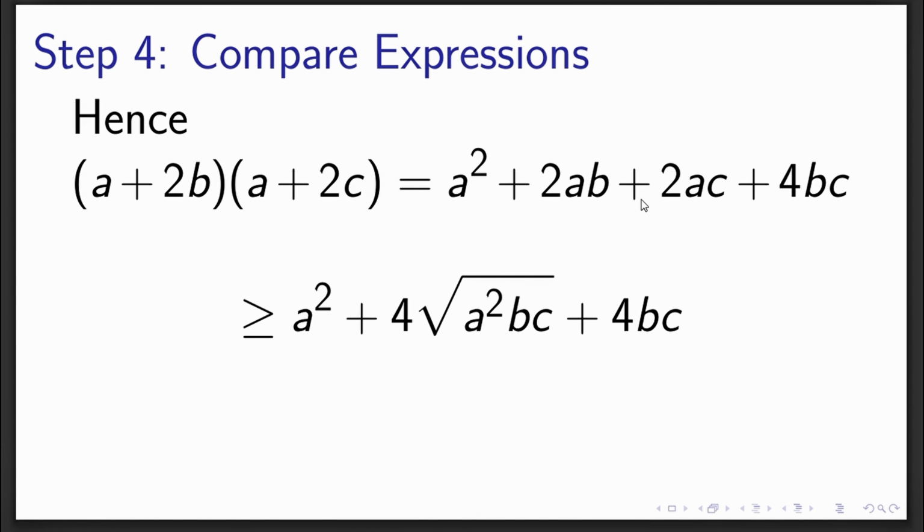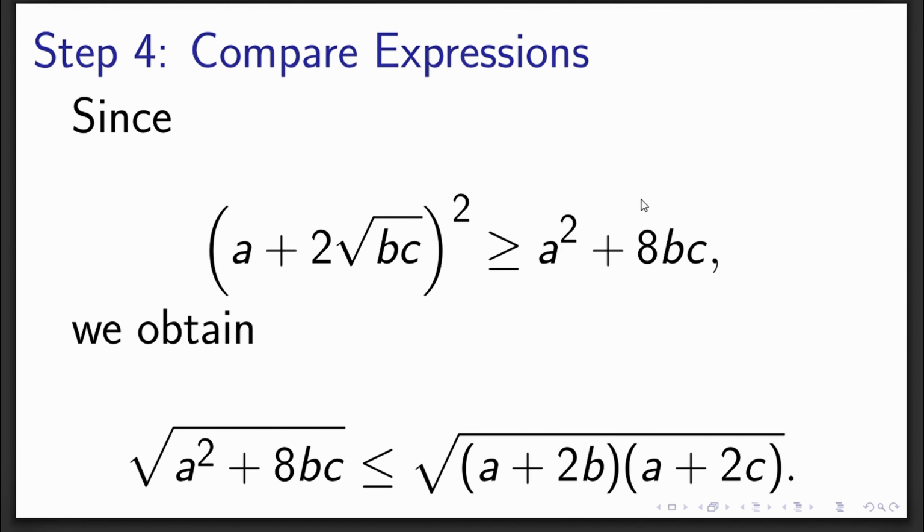Now I will substitute this value. When I substitute the value, I am going to get a plus 2b into a plus 2c is greater than or equal to a square plus 4 times root of a square bc plus 4 times bc. Now we can easily close the square on the right side. When we do that, we are going to get a plus 2 times root of bc whole square. Since a plus 2 times root of bc whole square is greater than or equal to a square plus 8 times bc, we can obtain root of a square plus 8bc, which is less than or equal to root of a plus 2b into a plus 2c.